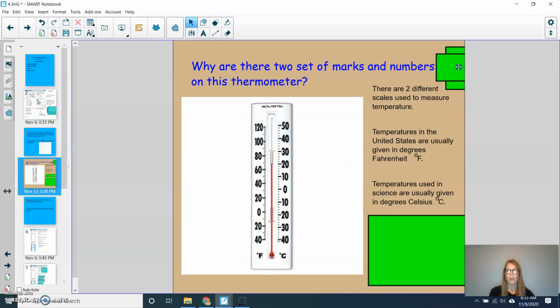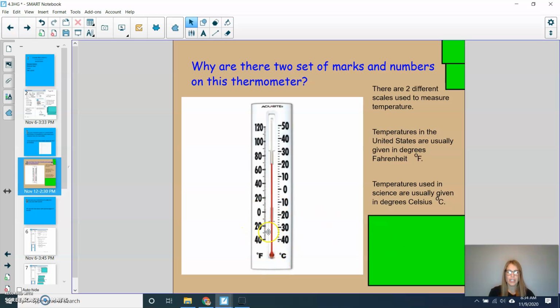But it's still important that we understand that there is such a thing as Celsius, our degrees with the little C next to it. We might see this when we are taking a look at science. They are usually going to be talking about degrees Celsius. And also in other parts of the world, they're going to use degrees Celsius.